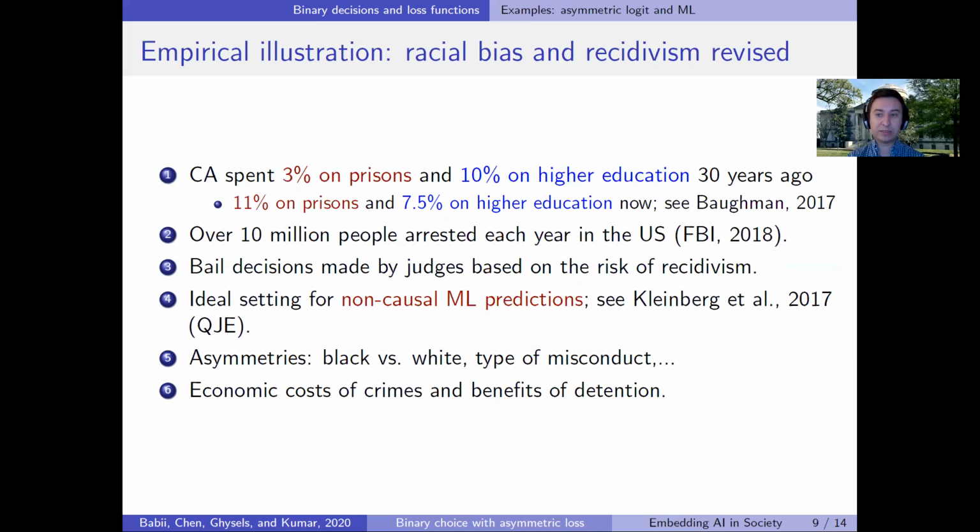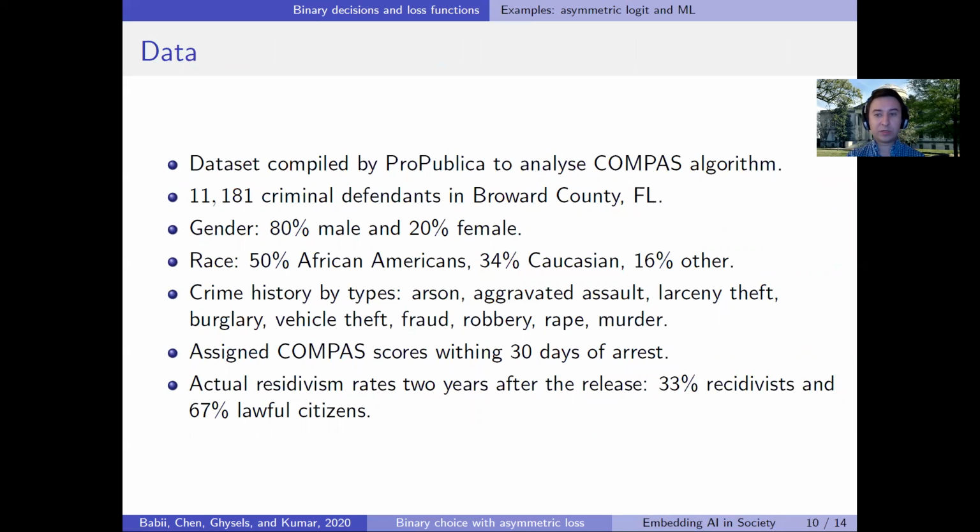So we have black and white defendants. We also have different types of misconduct. And also we have economic costs of crimes and benefits of detention. We look at the data set that was compiled by ProPublica. The data set covers over 11,000 criminal defendants in Broward County, Florida. So we have some demographics. For example, 80% of criminal defendants are male, 20% are female, 50% are African American. We also see the crime history and some other variables.